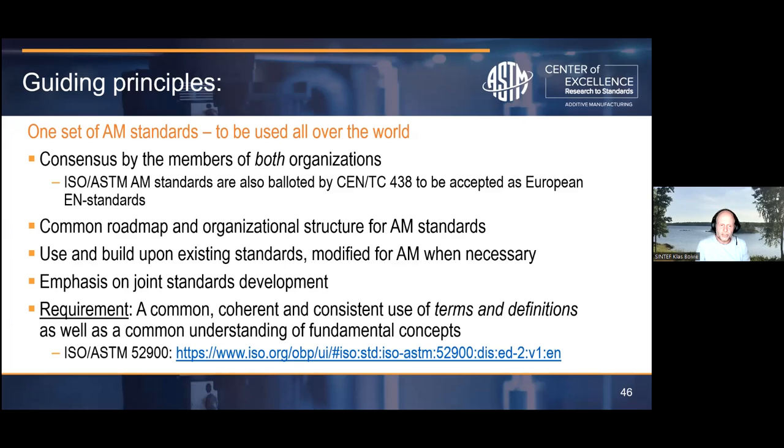We place great emphasis on making standards jointly between ISO and ASTM, because it's a clear requirement that we need to have a common, coherent, consistent use of terms and definitions. Every term needs to mean the same in both organizations, in all standards. We can't have a situation where terms mean different things, or we have different terms meaning the same thing. And there is ISO ASTM 52900, and all terms and definitions are available free of charge through the ISO online browsing platform, with a link down here.